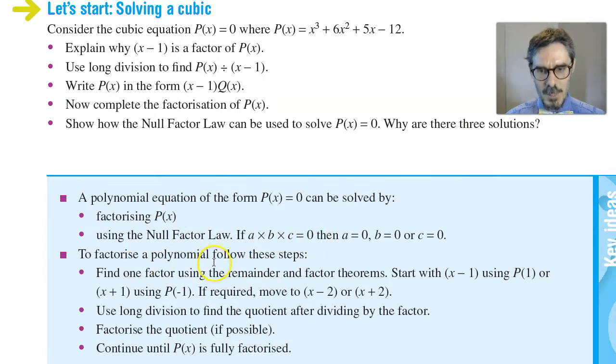To factorise the polynomial, I'm going to use the factor theorem to try to find a value that I can substitute that gives me a remainder of 0. Once I've got one of those, I can use long division to find out the quotient. I've now reduced the degree by 1, and I just keep factorising and keep factorising.